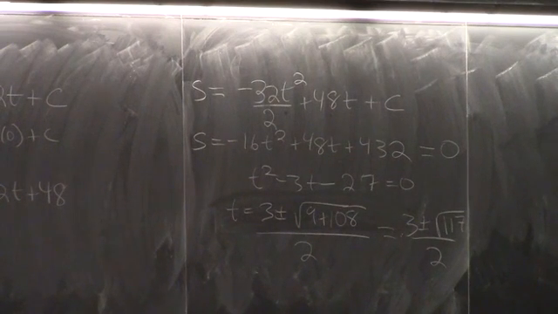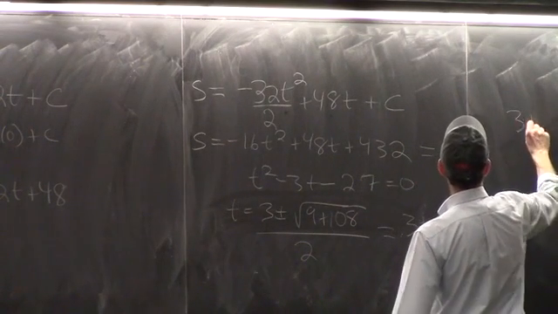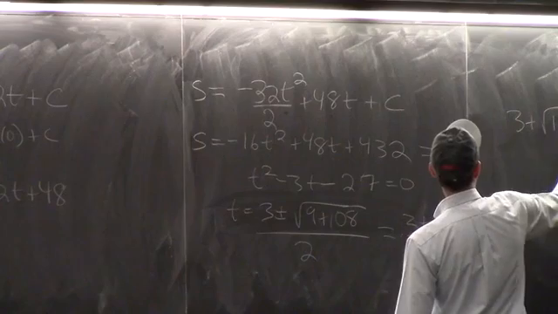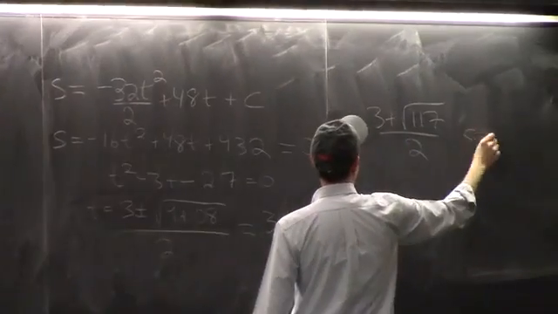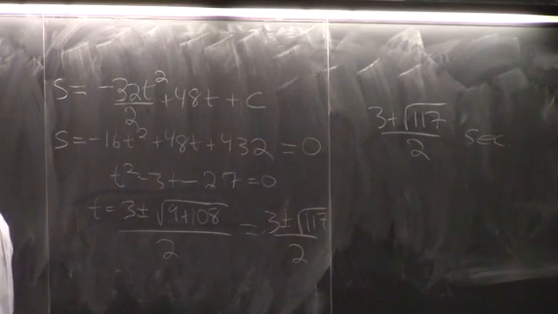It can't be 3 minus the square root of 117 over 2. That's a negative number. So the time it hits the ground has to be 3 plus the square root of 117 over 2 seconds. If you're going to take the time to make 432, then you should take the time to make it factorable.